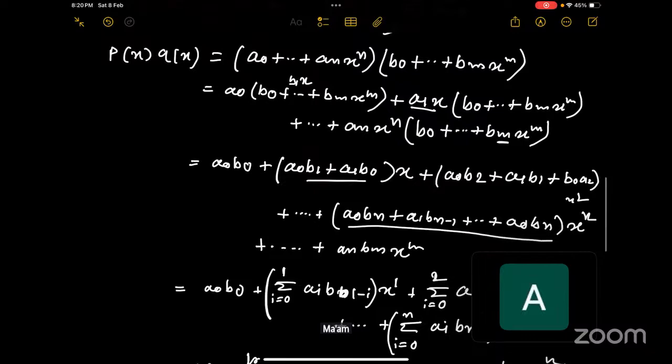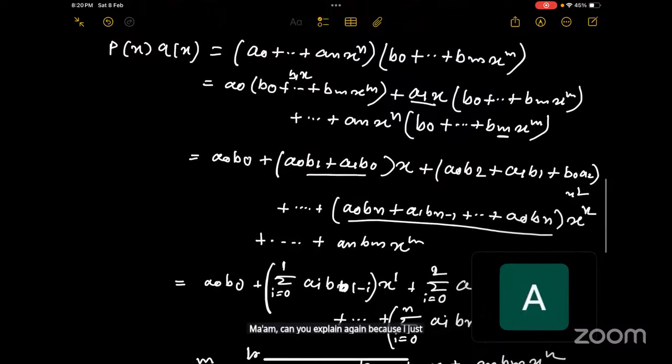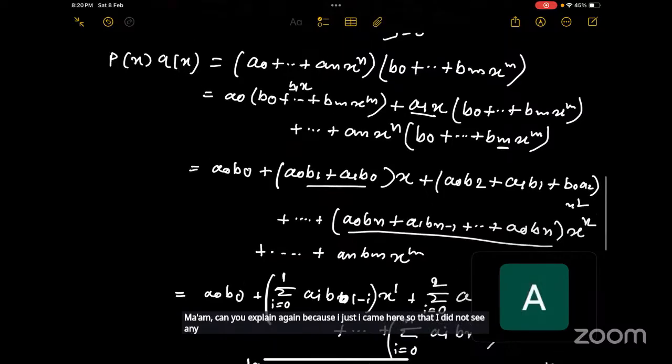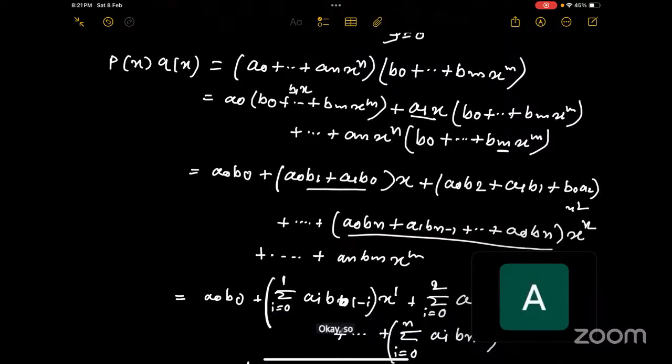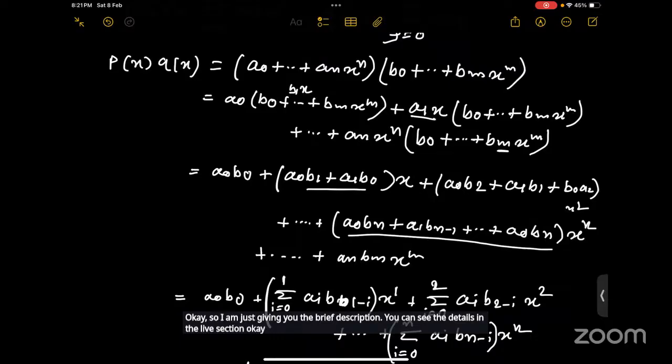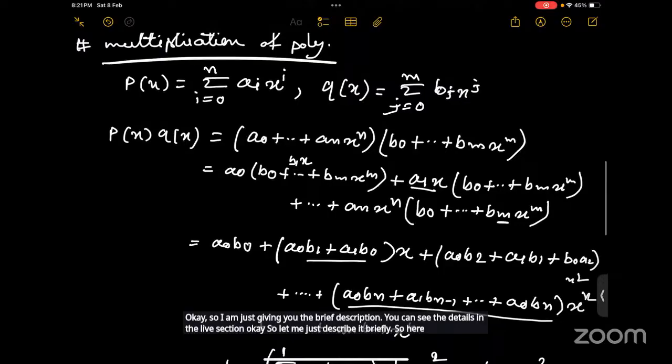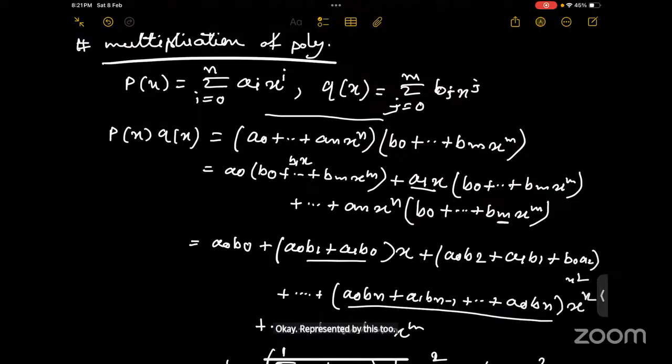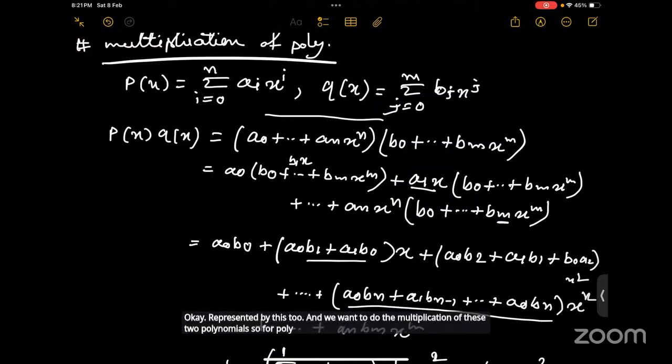I am just giving you the brief description. You can see the details in the live section. So let me describe it briefly. Here we have two polynomials p(x) and q(x), represented by these two, and we want to do the multiplication of these two polynomials. For polynomial multiplication, we have to multiply each term with each other.